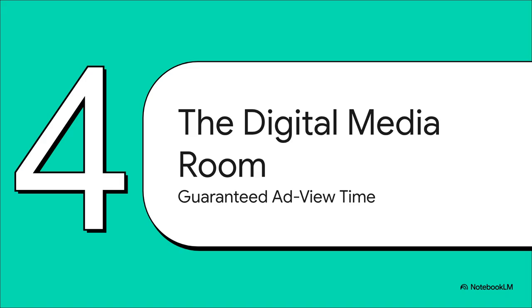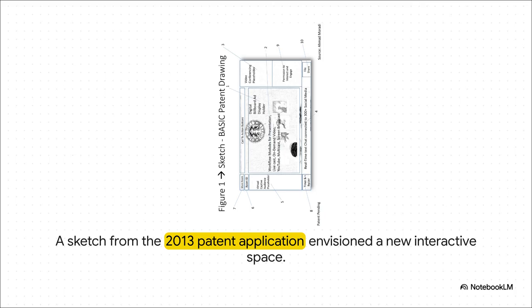Okay, so where does all of this actually happen? The answer is inside something they call the digital media room. This is where the whole concept really comes to life for the user. It all began with this simple sketch from a 2013 patent application. But you can already see the core pieces, right? There's a space for the brand's message, placeholders for video conferencing, and a bunch of tools for social interaction.